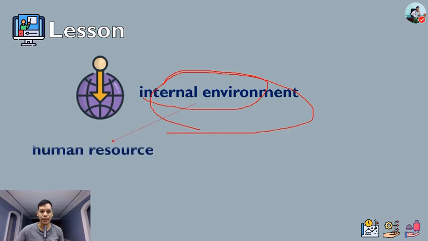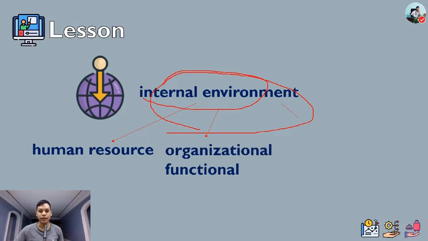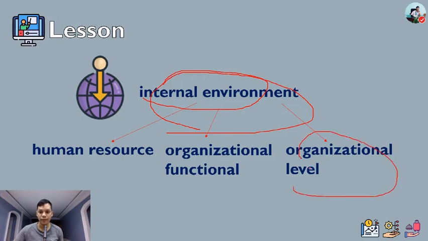Again, according to Duncan, the internal environment contains three components. The first one is human resource, we also have the organizational functional, and then the third one is the organizational level. The functional component refers to the operations, sales, and marketing. I will repeat, the operations, sales, and marketing refer to the functional components. For the human resources, materials, management, and administration, while the organizational level refers to the productions and services, goals and objectives, and the process that integrates personnel with the organization.